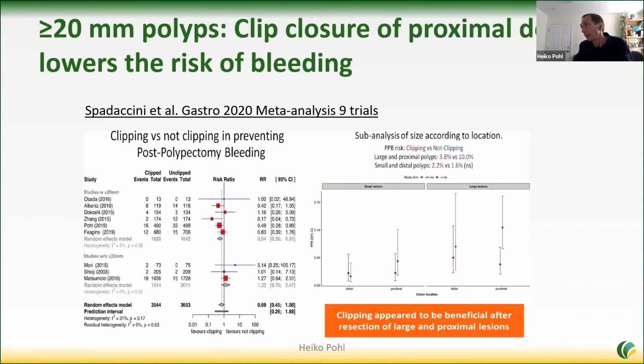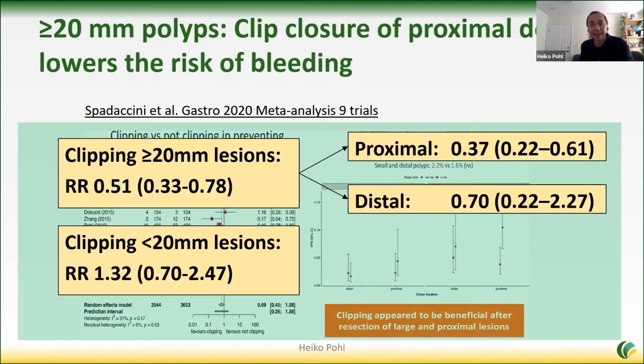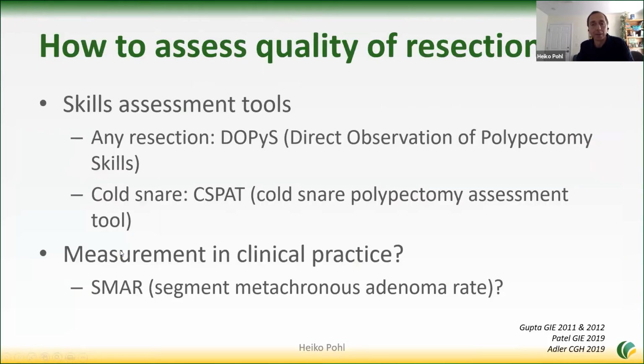Now, we're running out of time. Unfortunately, this is one of my favorite topics, the clip closure of large polyps, reducing the risk of bleeding, but only in the proximal colon. This is a very nice meta-analysis by the Italians that showed that if you clip 20 mm or larger polyps in the proximal colon, you reduce bleeding by about two-thirds, with no effect for distal large polyps, and no effect for smaller polyps.